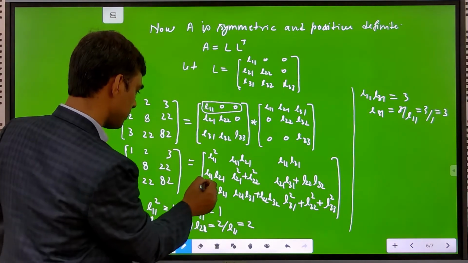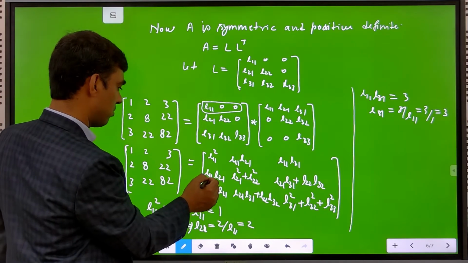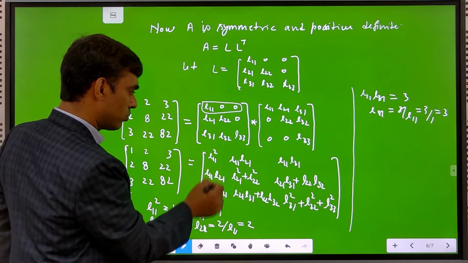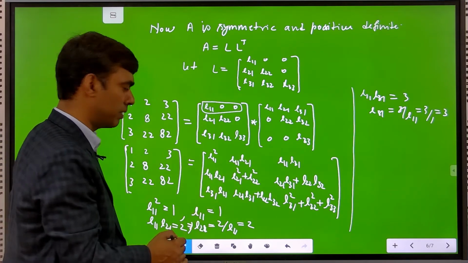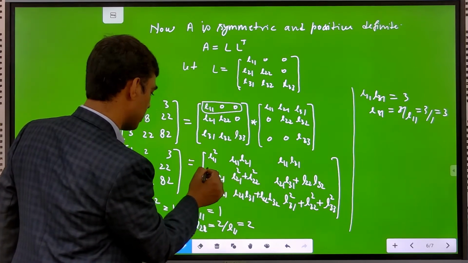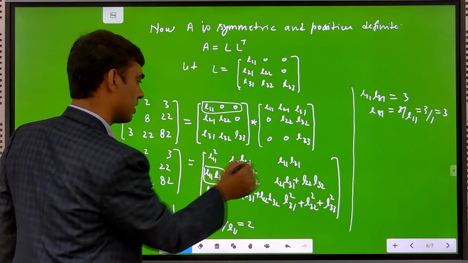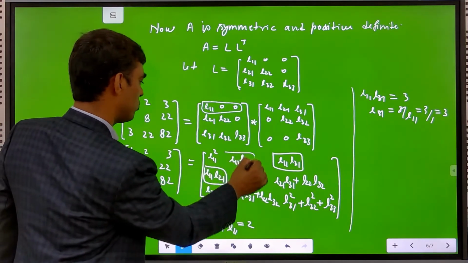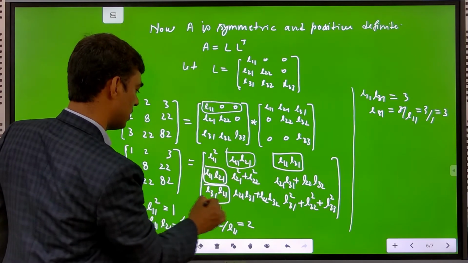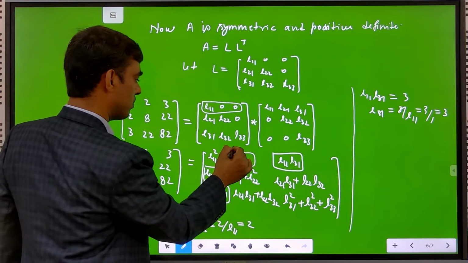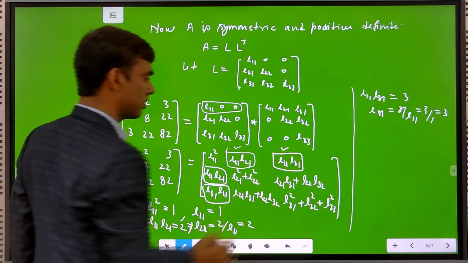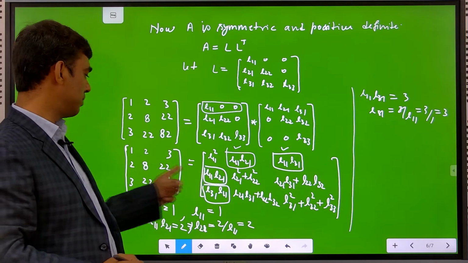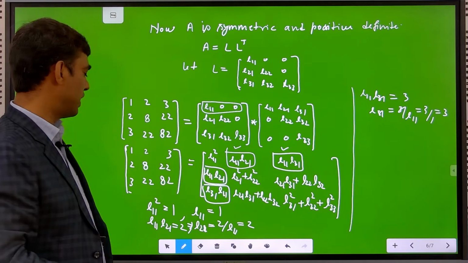Similarly, there is no need to calculate the value of L21 again, because if we closely observe, this matrix is also a symmetric matrix. So we move on. There is no need to compare this one, because we already calculated the value of L21 L11. From here we calculated L21, and from here we calculated the value of L31. So there is no need to compare this element with the element of the matrix on the left-hand side.